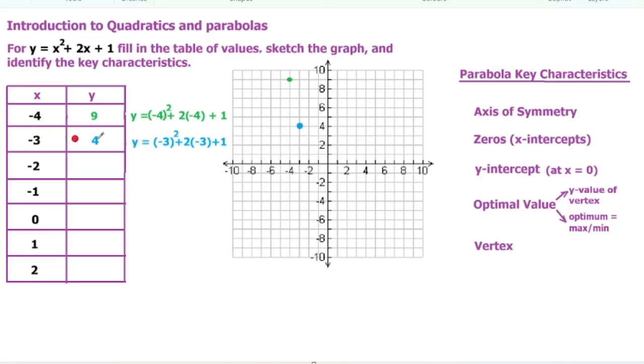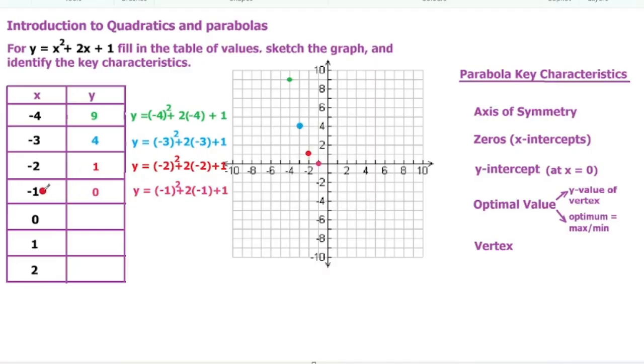So when x is -3, we put -3 into this equation and we calculate it out to give us our y value. y is 4. So our next coordinate is -3, 4. That's our blue dot, okay? So now we'll do this one in red. So when x is -2, we put -2 in here and we calculate it out. This gives us y equals 1. So our next point is -2, 1, which is right here, the red dot.